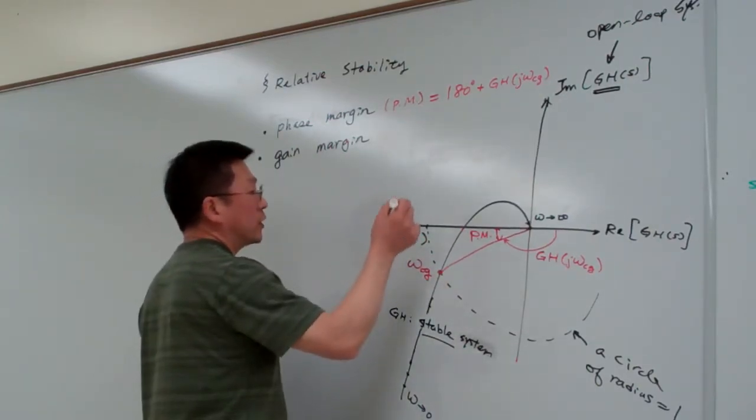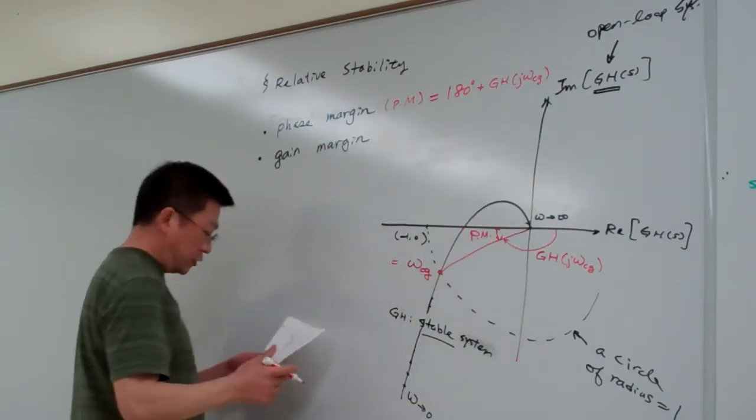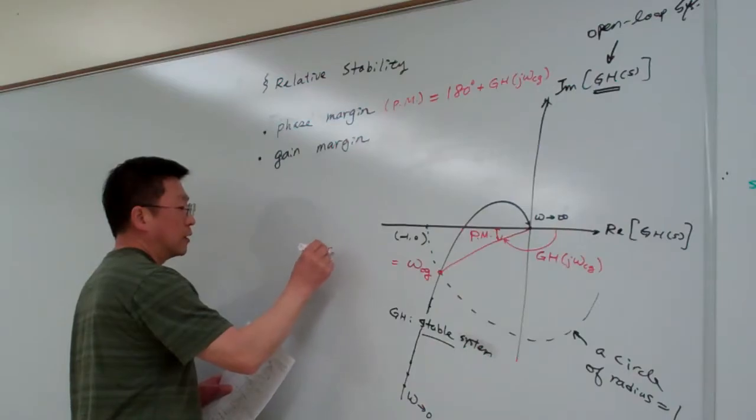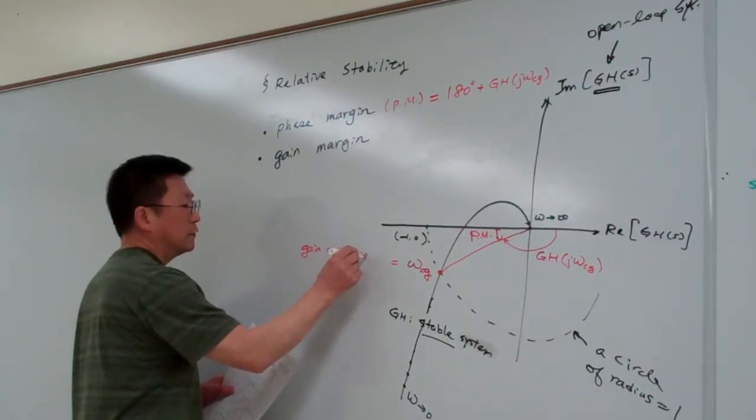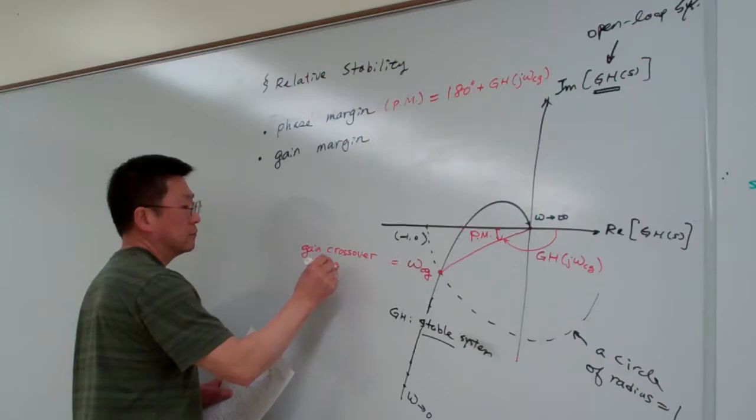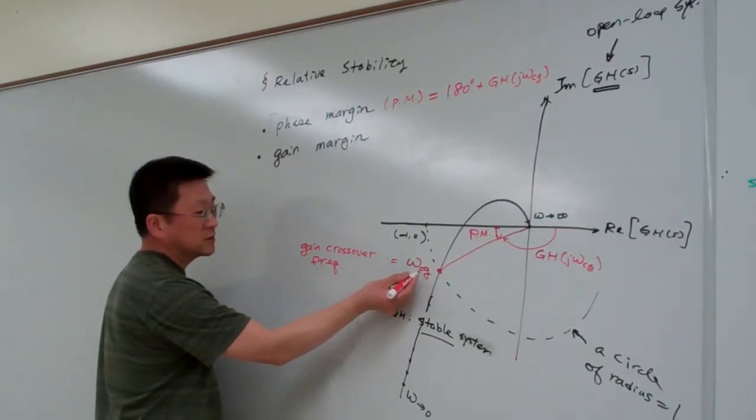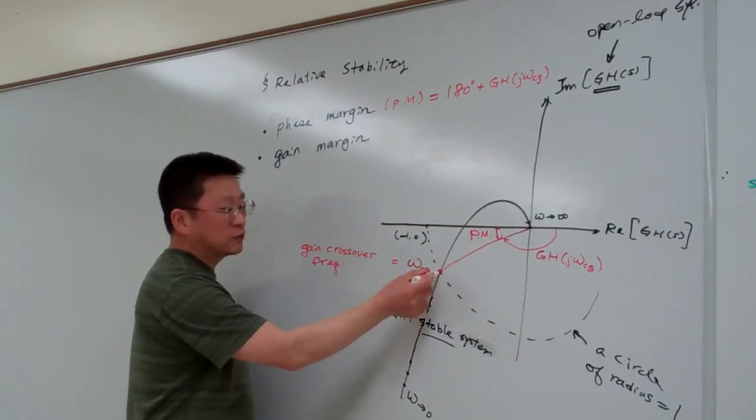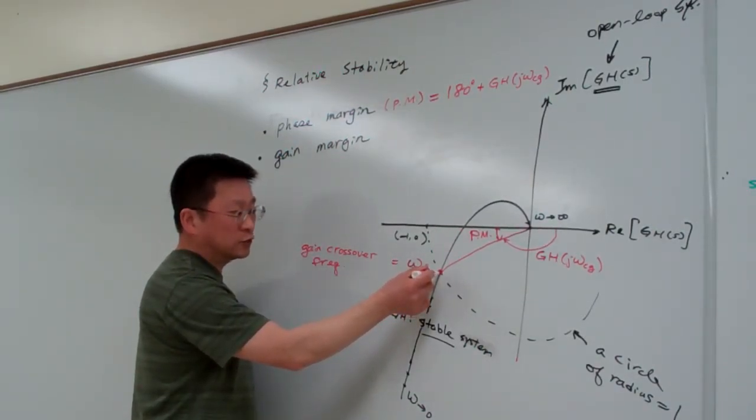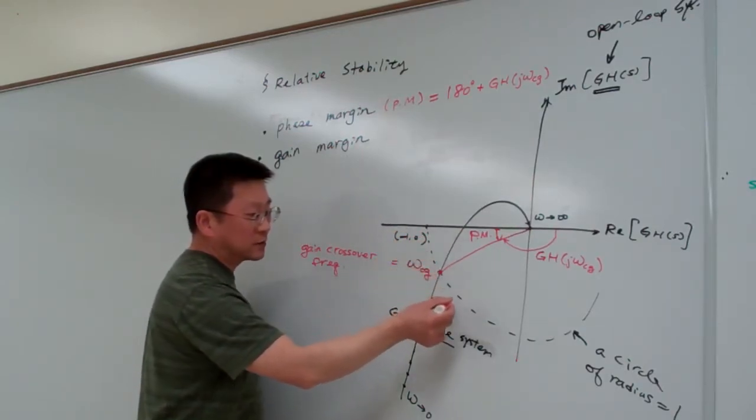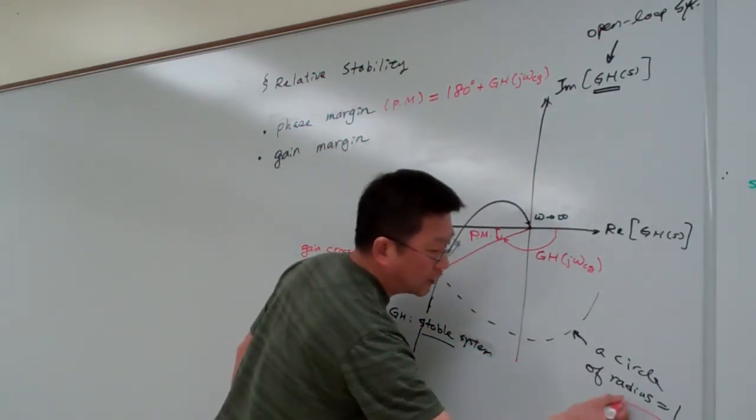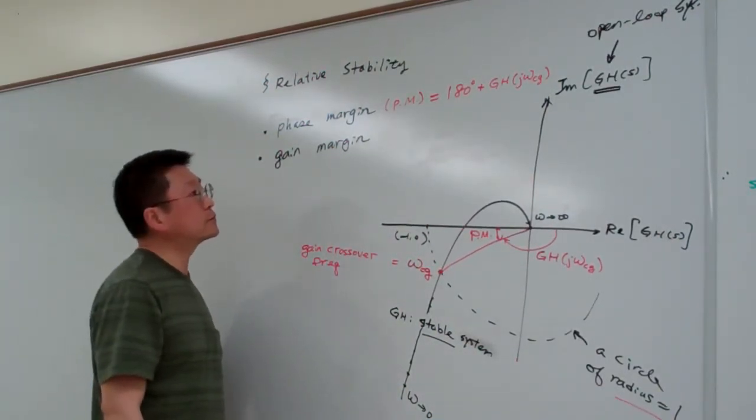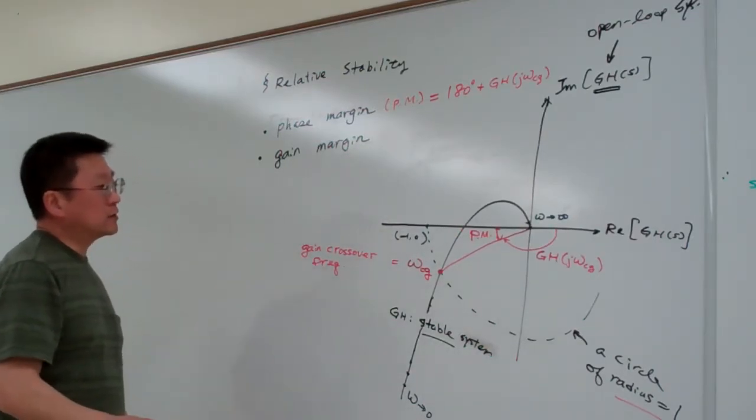Here the omega CG is defined as what we call the gain crossover frequency. This C means crossover, G means gain. Basically, that means the gain is equal to 1. So for this magnitude, we take the radius equal to 1, representing that the magnitude is equal to 1. That's the definition here. So that is for the phase margin.